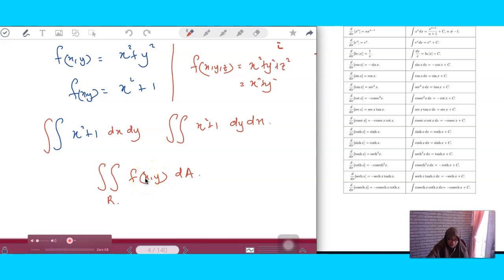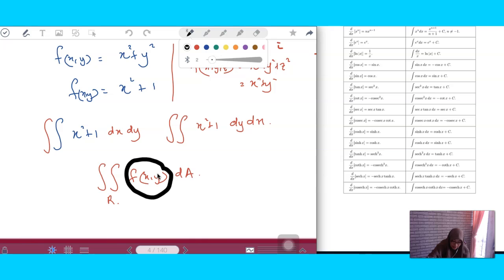As I mentioned before, the possible function can be a constant, let's say 2, 10, or 10x, or 10y, or 10x plus y, or a combination of x and y, or just a single x or single y. But you cannot have z, because z is actually the outcome of this function. So the possible function that can be put in this double integral is only an expression containing x or y, or a combination of x and y, or a constant. Okay, but there is no sec.